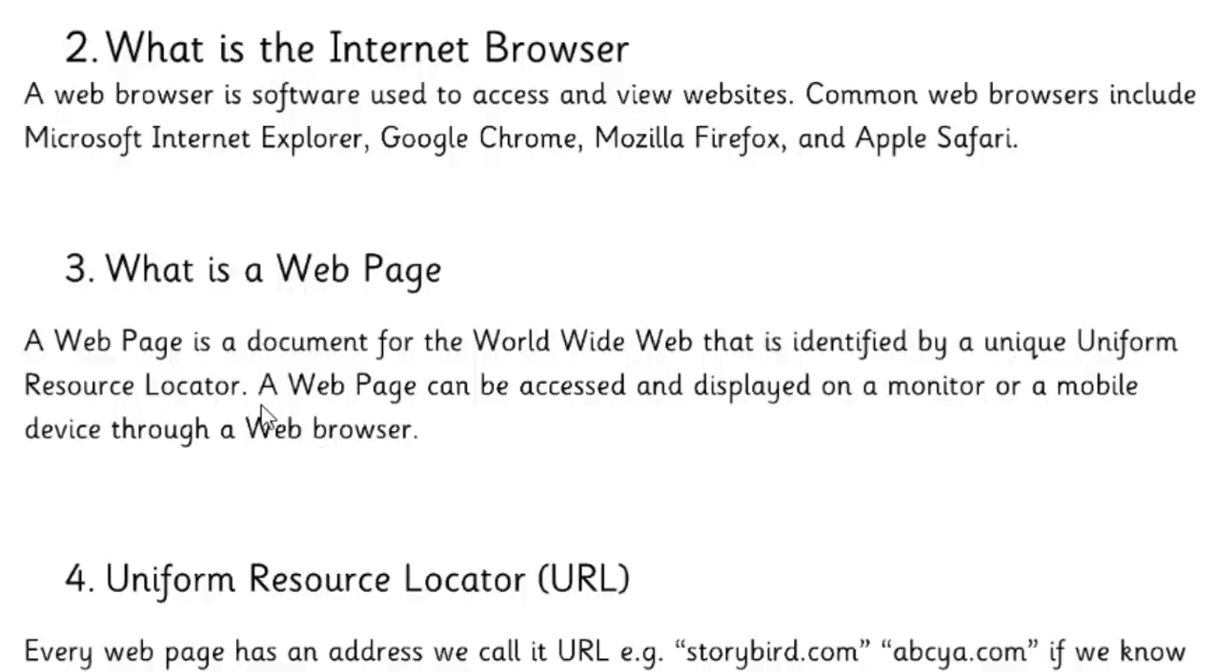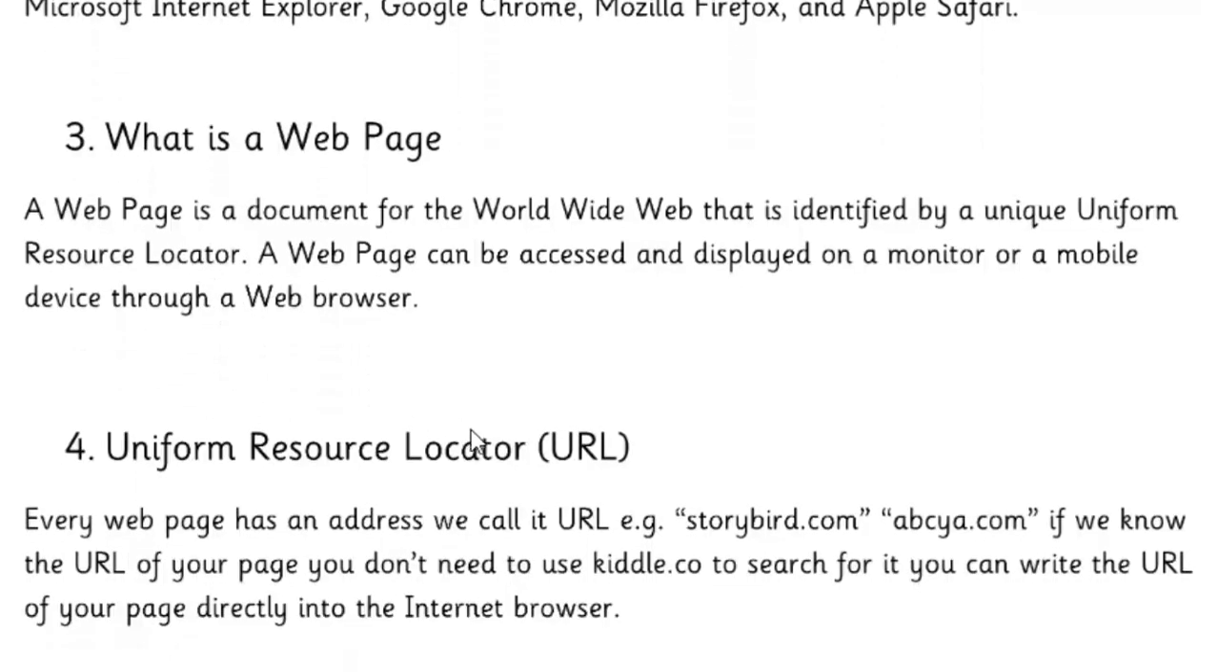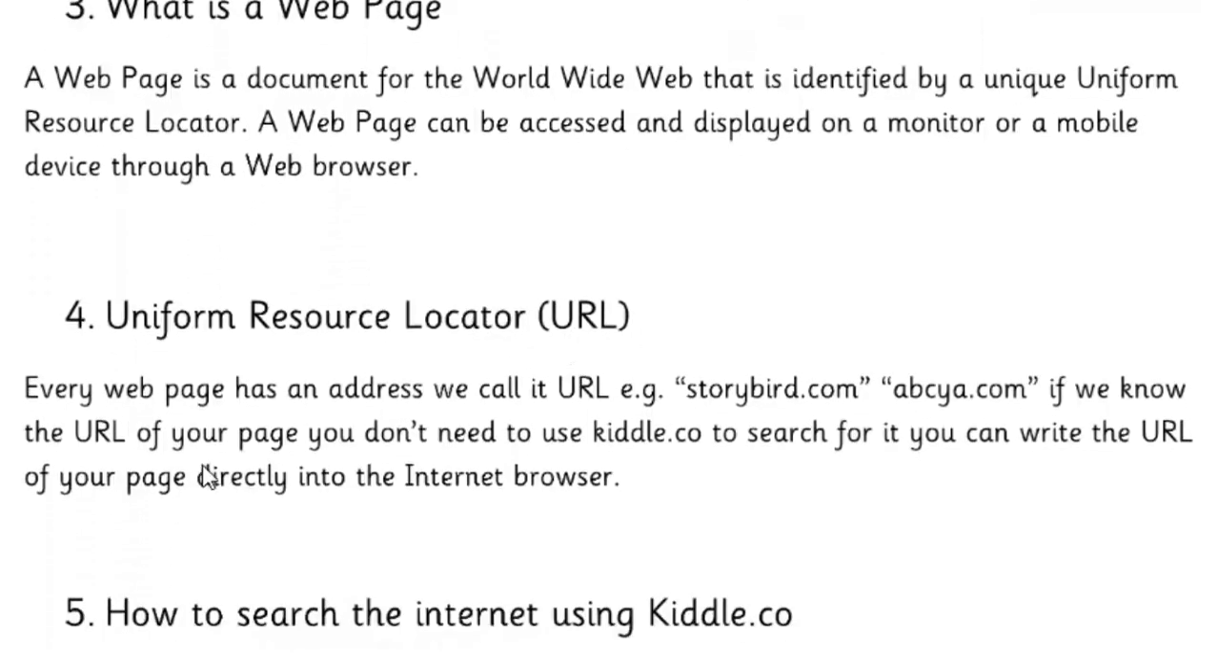But what is a Uniform Resource Locator or URL? Every web page has an address. We call it URL. Example: storybird.com, abcya.com. We call this a URL.